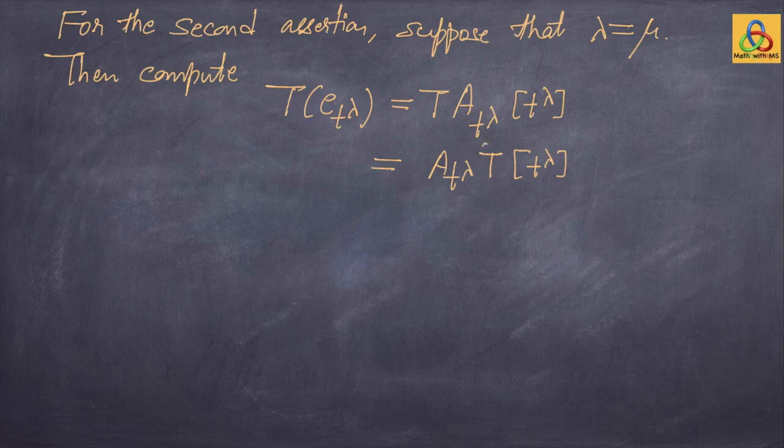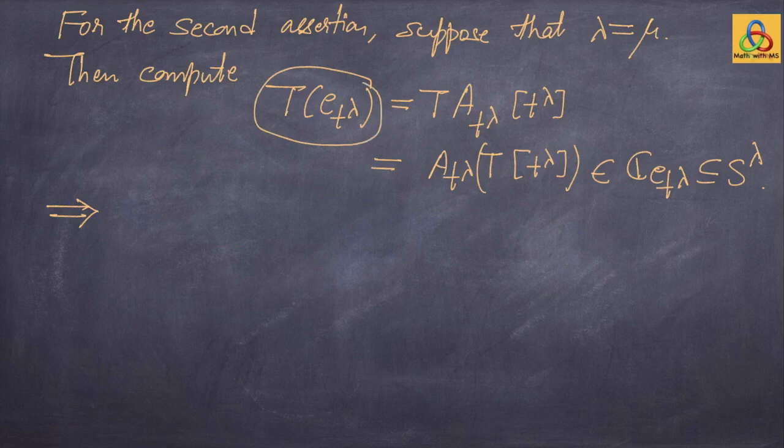But this is the image of the operator A T lambda, and we proved a lemma a while ago that the image of the operator A T lambda is of dimension 1. In fact, this falls in the complex vector space spanned by the polytabloid E of T lambda. But S lambda is the subspace of M lambda spanned by polytabloids, so this is certainly contained in S lambda. What does this imply? This implies that T of any polytabloid E T lambda falls in S lambda, and S lambda is the vector subspace of M lambda spanned by the set of all polytabloids, which implies that T keeps S lambda invariant.